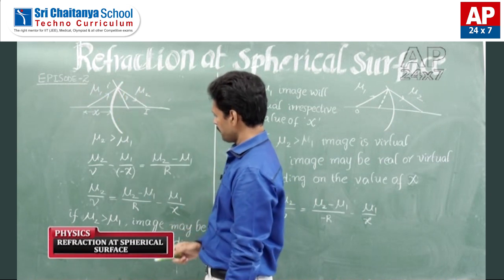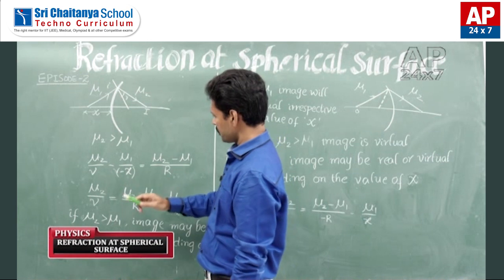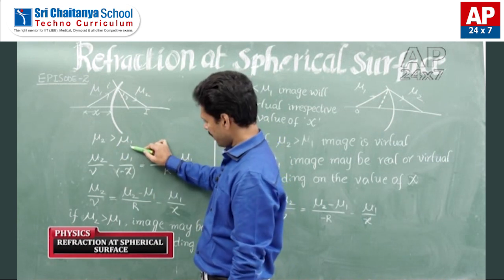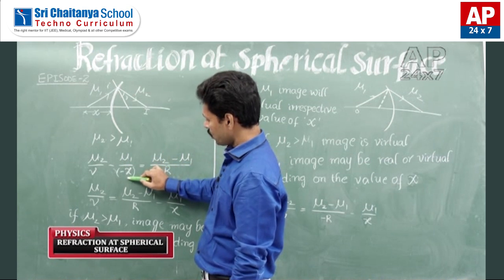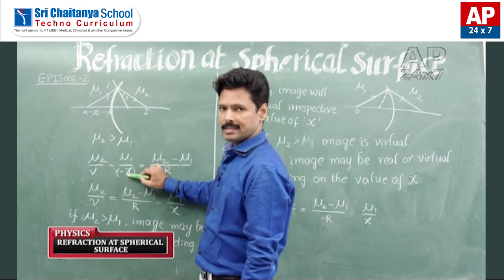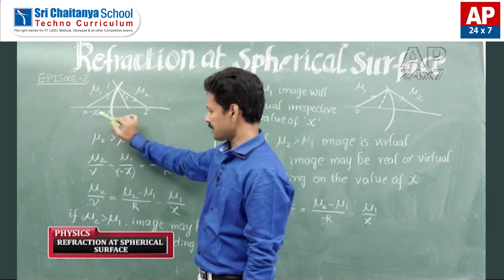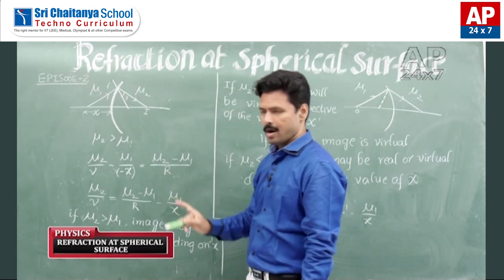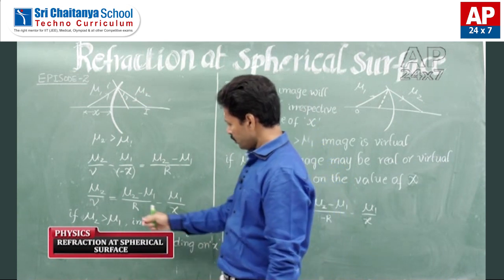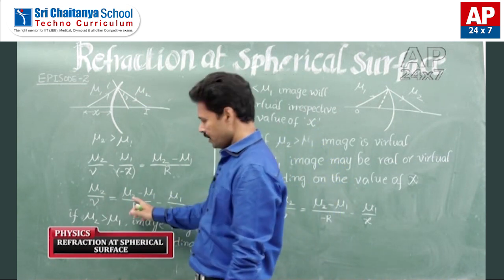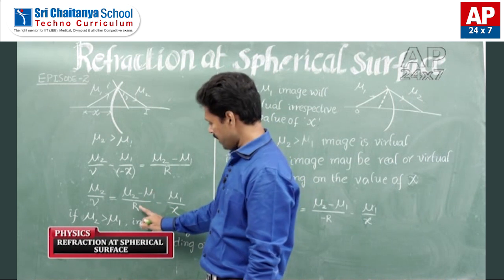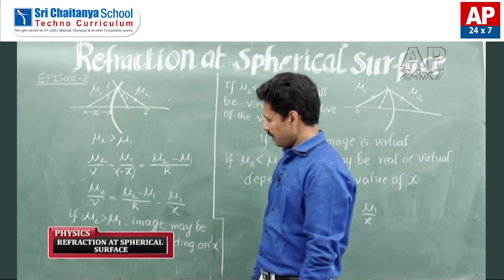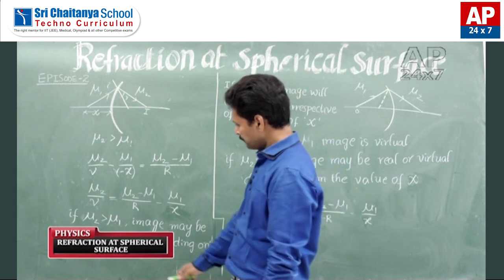Now see carefully. Taking the refraction equation, mu2 by v minus mu1 by the coordinate u, which is now minus x, since x is a distance, is equal to mu2 minus mu1 by r. Then mu2 by v is equal to mu2 minus mu1 by r minus mu1 by x.